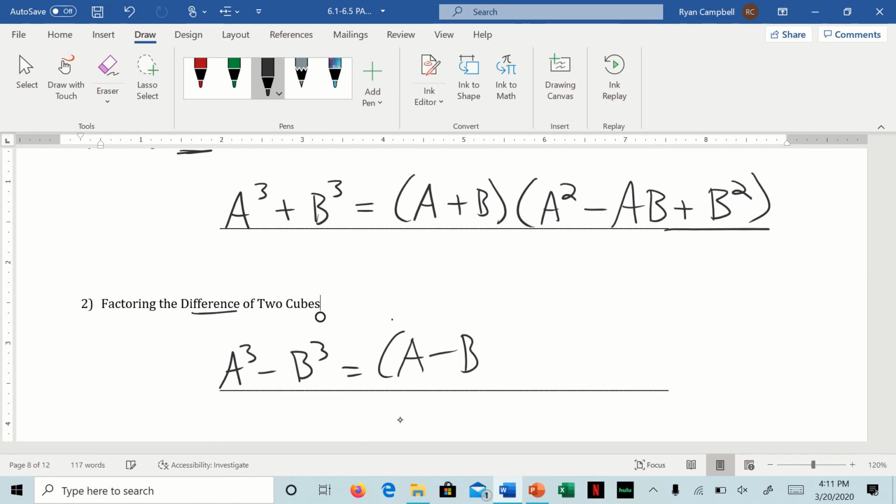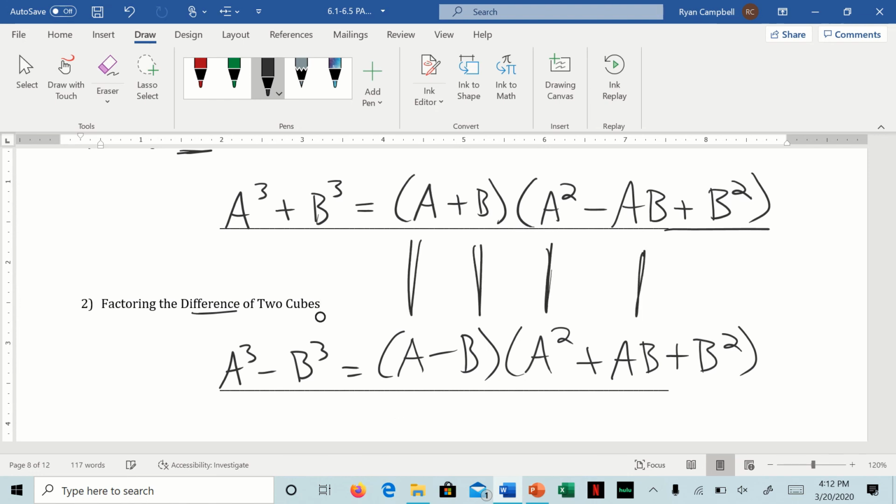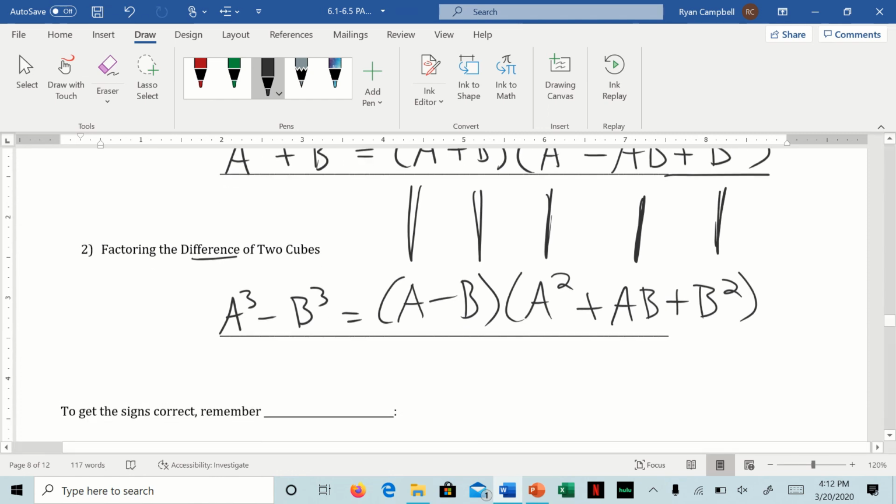a minus b times a squared plus ab plus b squared. So if it's the addition, then it's a plus b, a squared minus ab plus b squared. If it's subtraction, it's a minus b, a squared plus ab plus b squared. So if you notice, the letters are the same no matter what: a, b, a squared, ab, b squared. So the question is, how do you know about the signs?